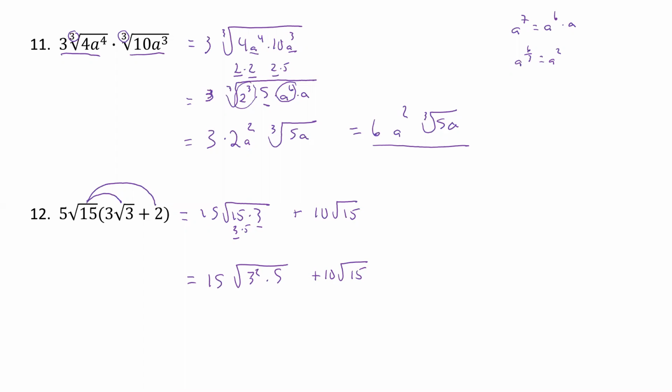Now the square root of 3 squared is 3 times this, so that's going to give us 45 square root of 5 plus 10 square root of 15, and then that will be our final answer. The 45 times the square root of 5 plus 10 times the square root of 15. And again, we had to break this down so we knew we could pull out that square root of 3 squared as 3, and then we took 3 times 15 and got the 45.